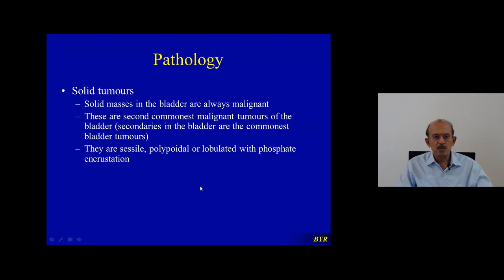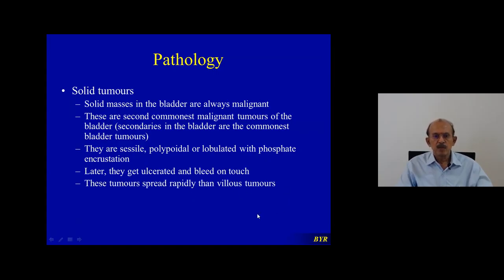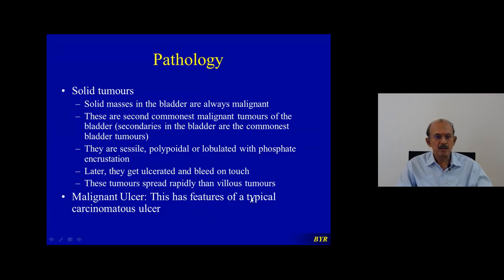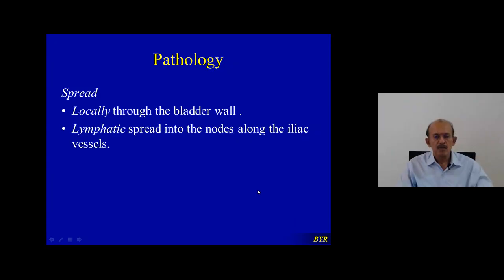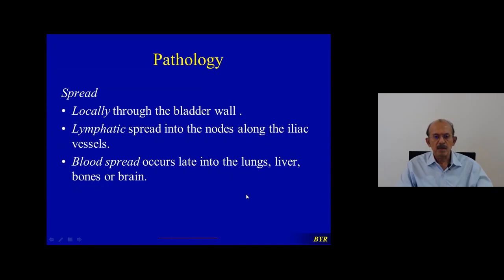They are sessile, polypoidal, or lobulated with phosphate encrustation. Later they get ulcerated and bleed on touch. These tumors spread more rapidly than villous tumors. Then malignant ulcer, this has features of a typical carcinomatous ulcer. This is the most malignant tumor of the bladder. Spread of these tumors locally through the bladder wall. Lymphatic spread into the nodes along the iliac vessels. Blood spread occurs late into the lungs, liver, bones, or brain.